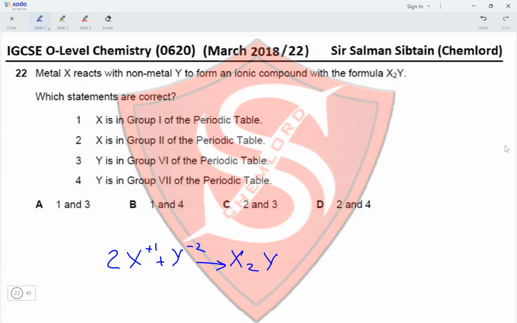Which statements are correct? X is in group 1 of the periodic table. Yes, this is correct. X is in group 2 of the periodic table. No. Y is in group 6 of the periodic table. It has a charge of 2 minus, so it will be in group 6. Y is in group 7 of the periodic table. No, that is incorrect. Since statements 1 and 3 are correct, option A is the correct option for this question.